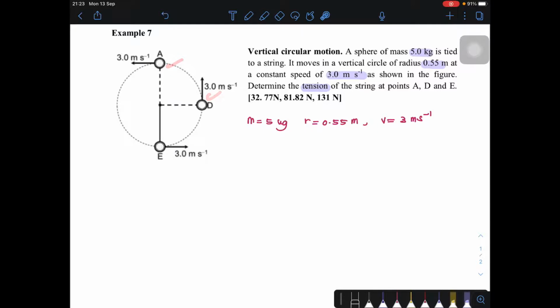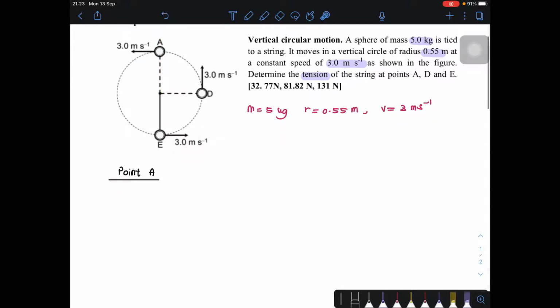Okay, kita tengok point A dahulu. Okay, dekat point A dekat sini, okay, kita akan ada tension. Kita tahu ni adalah string kan. So string, this one is the string, this one is also the string. So kita tahu string ni adalah along the y-axis. Along the y-axis. So let's lukis free body diagram untuk y-axis saja. So kita ada ke bawah adalah tension.